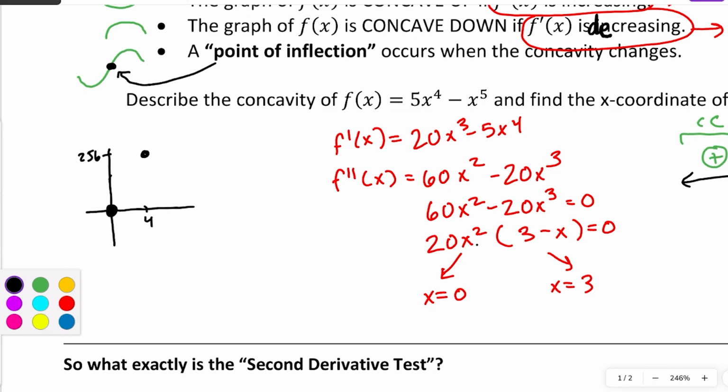We know that the slope of this graph from negative infinity to 0 is negative, because we found the first derivative to be negative there. So the graph is going to have a negative slope here. It's going to have a positive slope in between 0 and 4. And then a negative slope afterwards.